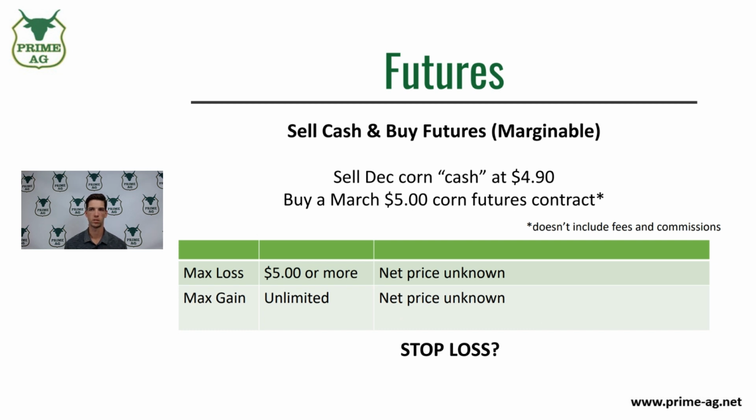Last way to look at this is straight futures. Now, this is a marginable position, meaning if the market comes down, you will have to pay cash margin into this position to hold it. Nonetheless, sell December corn at $4.90, buy a March $5 futures contract. Here's where it gets interesting. Max loss, fairly unknown. You'd like to think it's 5. We did have oil go negative back in 2020, so it's hard to say. Could corn go negative? Maybe, but unknown. Anyways, max gain, again, your upside is completely unlimited, so unknown to that degree too.